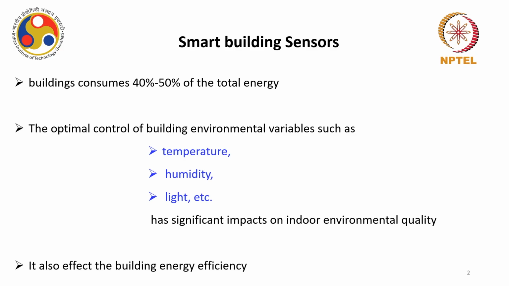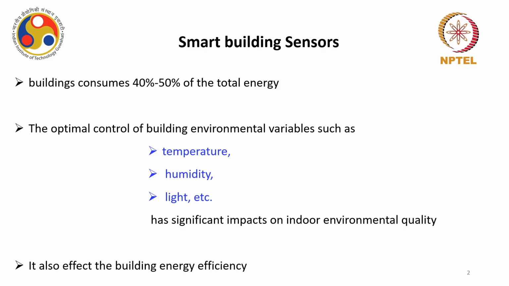And if I understand the pattern of energy consumed by these buildings, it will not only be beneficial for the better operation of the building, but it will also be helpful for the occupants who are staying in those buildings. So the optimal control of the building environment variables, for example, the physical parameters, say temperature, humidity, the lighting inside this building, has a significant impact on indoor environment quality, and it will affect the quality of life of the resident person. Along with that, it will also be responsible for the building energy efficiency.